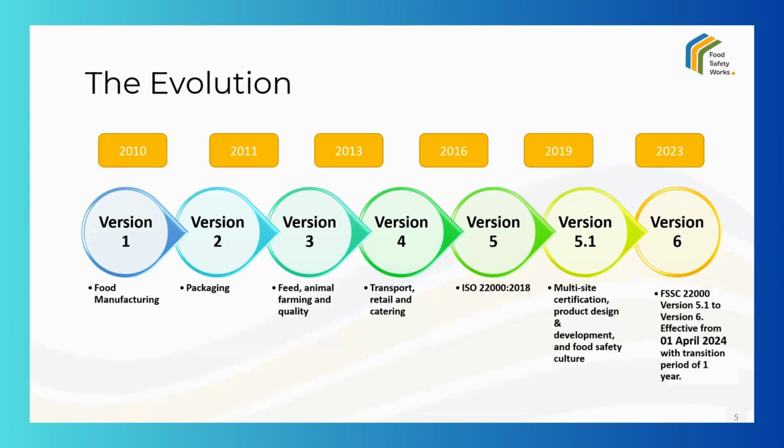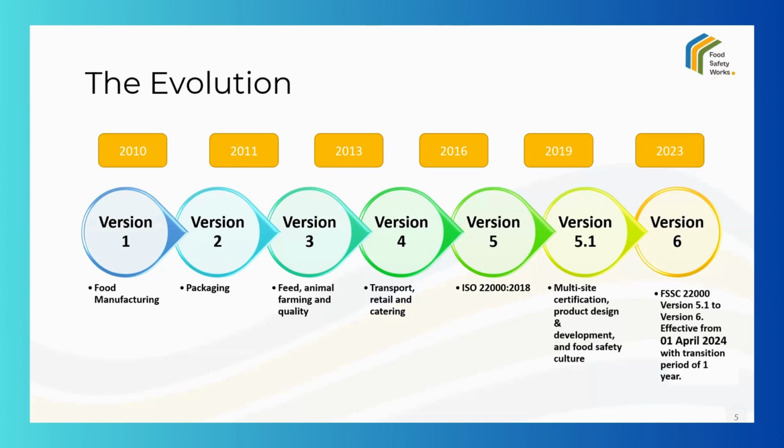Version 5 was a major change, wherein ISO 22000 2005 was upgraded to ISO 22000 2018 requirements. ISO 22000 is one part of FSSC 22000, hence a major shift had taken place. In version 5.1, small-scale multi-site certification, product design development, and food safety culture were added to the additional requirements.